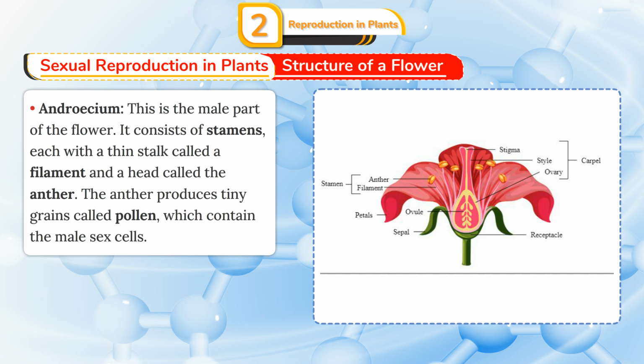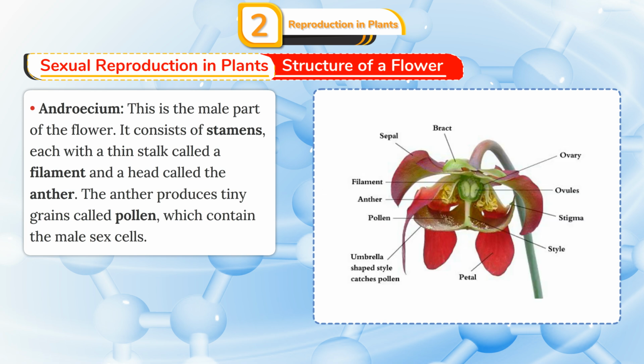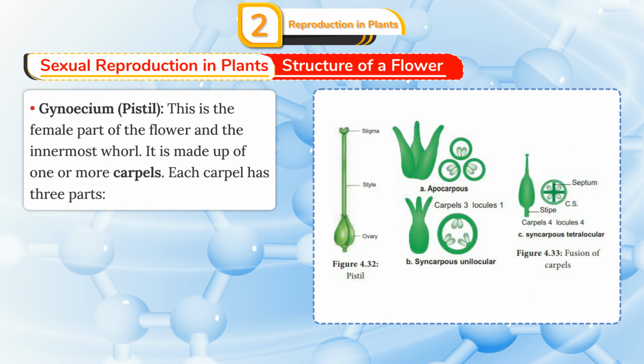Androecium, this is the male part of the flower. It consists of stamens, each with a thin stalk called a filament, and a head called the anther. The anther produces tiny grains called pollen, which contain the male sex cells.